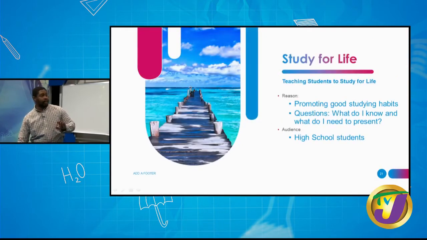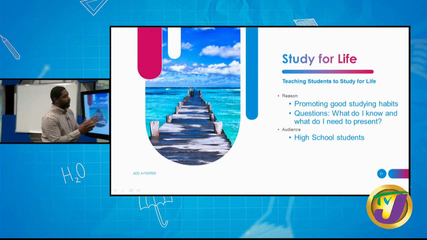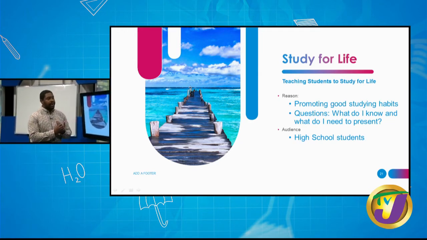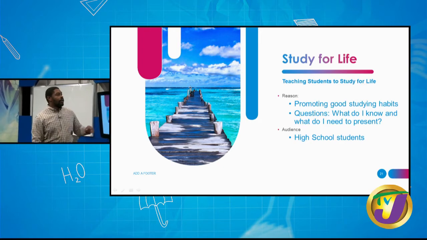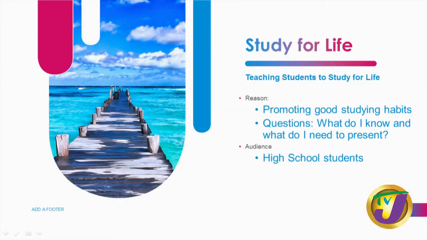So what we're going to do now is I'm going to ask you quickly to think about this particular scenario. This scenario includes Study for Life. That's a web page that we might want to do called Study for Life, and we want to be able to teach students how to study. The reason might be promoting good studying habits. Another reason could be that we want high school students to get better, and so possibly our high school students would be our audience.